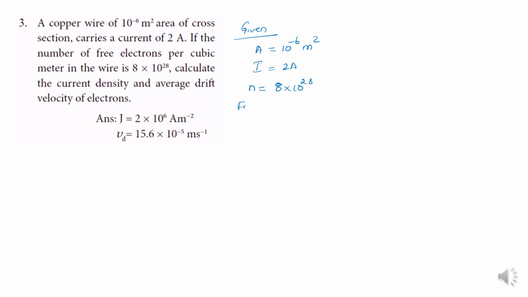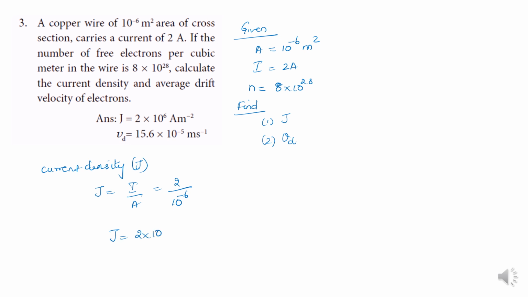Okay. So you are asked to find the first one current density, which is J, and second one average drift velocity, which is Vd. Okay. So first one current density. What is current density J? J is equal to current by area. So this is 2 by 10 power minus 6. So J is equal to 2 into 10 power 6. What is the unit? I is amp, by area is meter square. So ampere per meter square.